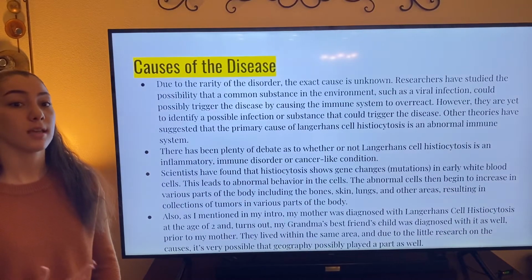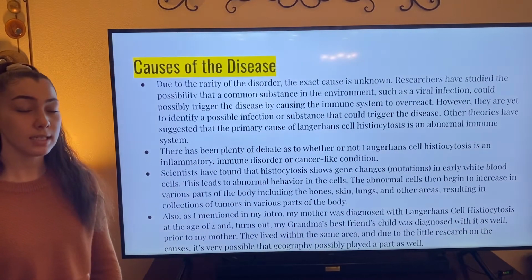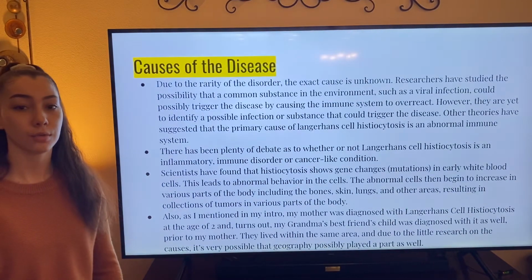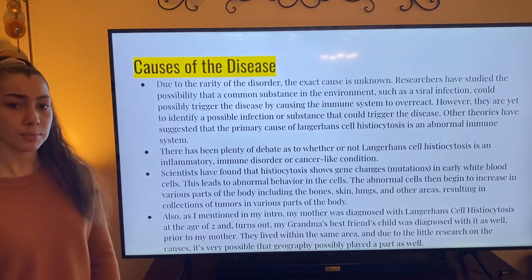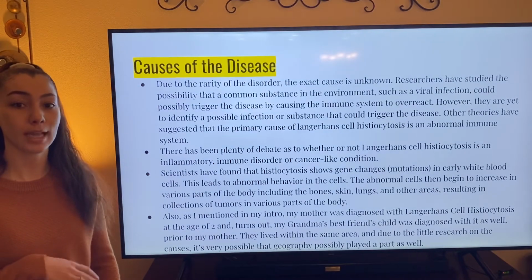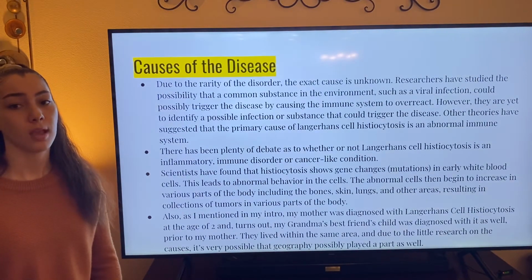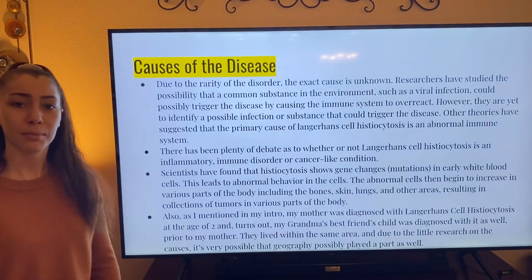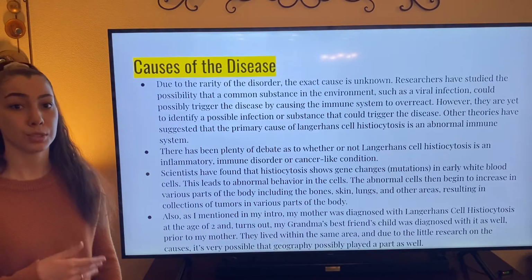Now, causes of the disease. So due to the rarity of the disease, the exact cause is unknown. Researchers have studied the possibility that a common substance in the environment, such as a viral infection, could possibly trigger the disease by causing the immune system to overreact. However, they are yet to identify a possible infection or substance that could trigger the disease. Other theories have suggested that the primary cause of Langerhans cell histiocytosis is an abnormal immune system.